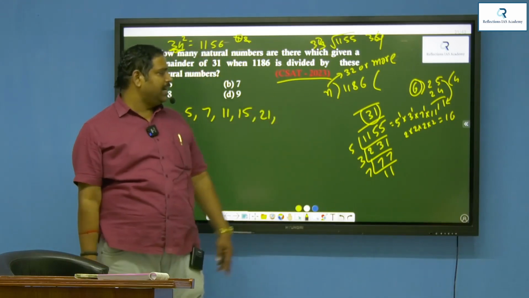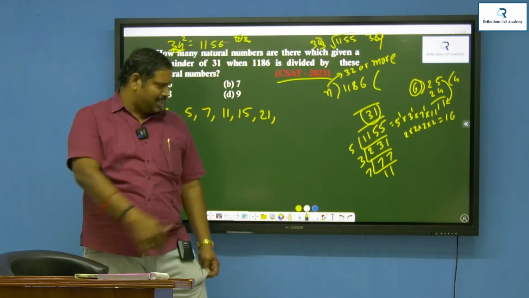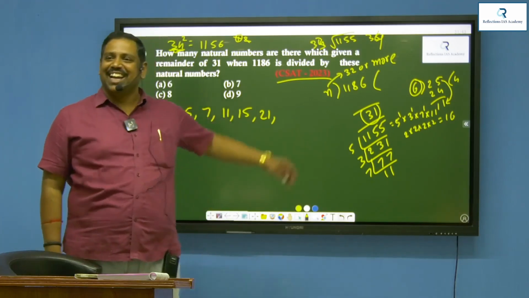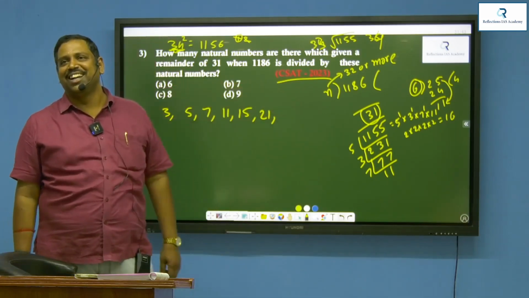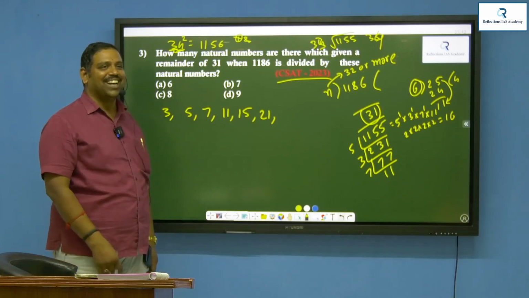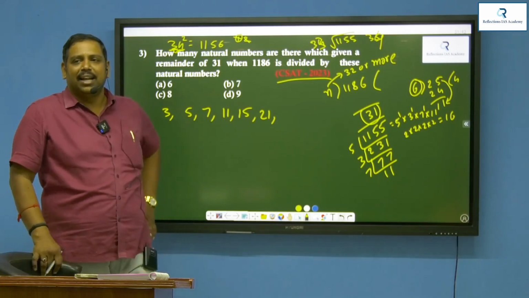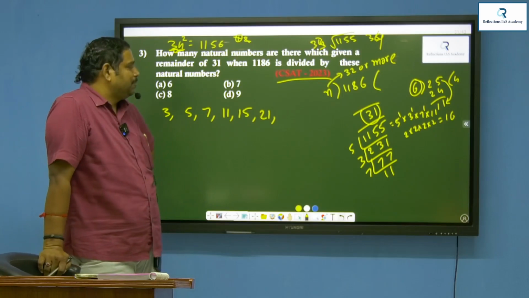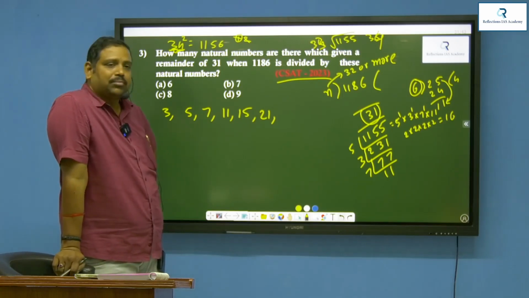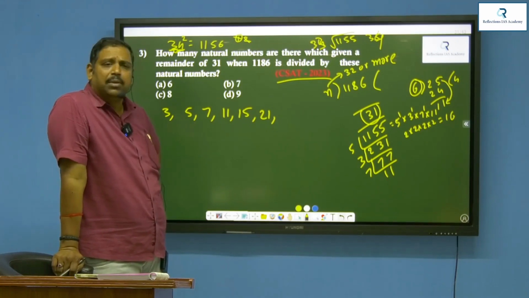31 is a prime number. Try it. 31 4s are 124. That much is not there. You try it. Is it divisible by 31 or not? No calculator. 1155. Is it divisible by 31? 31 5s are 155, so no, not divisible.